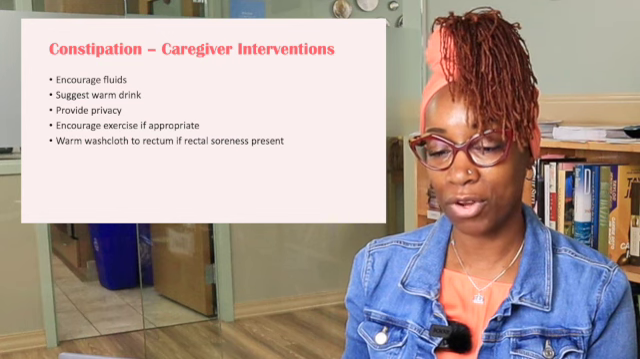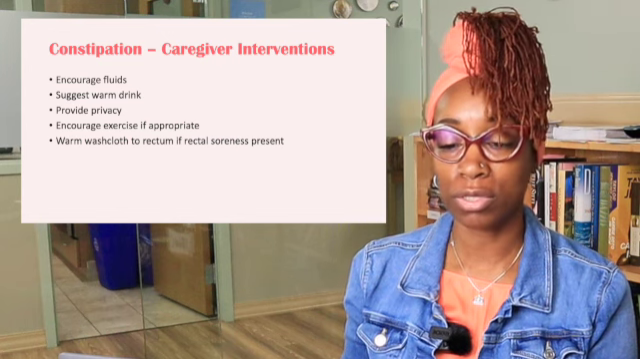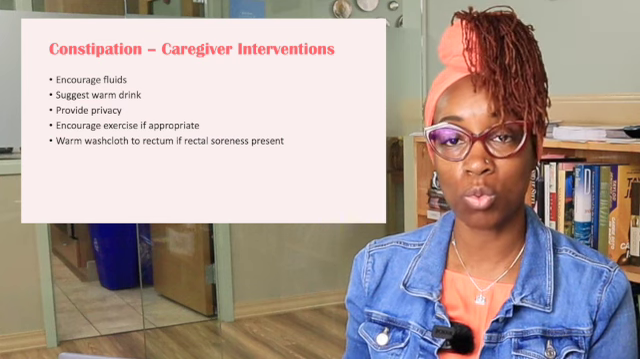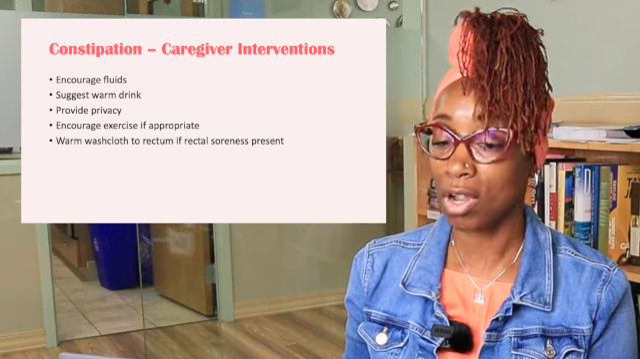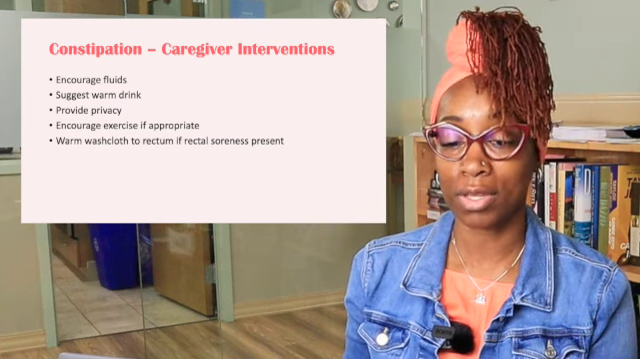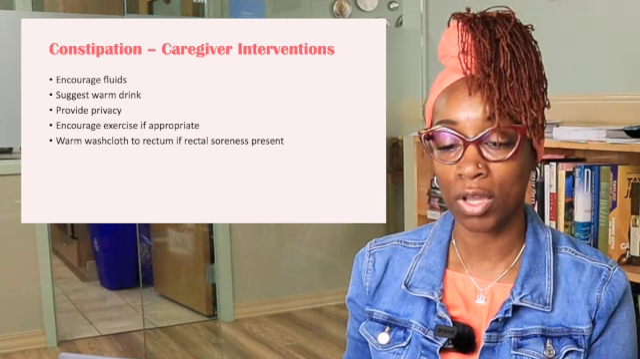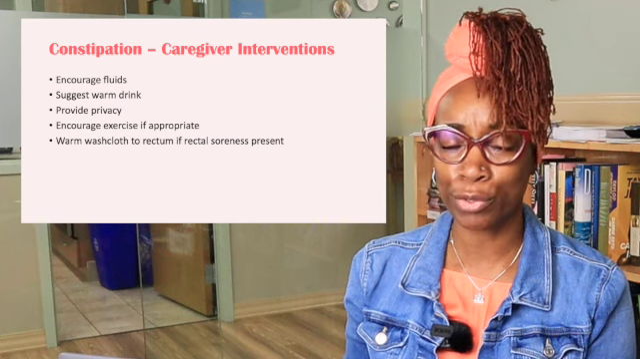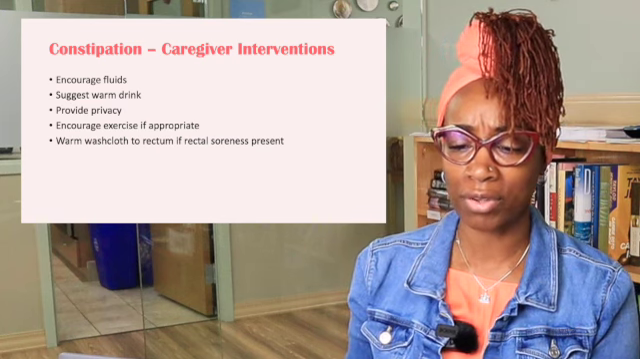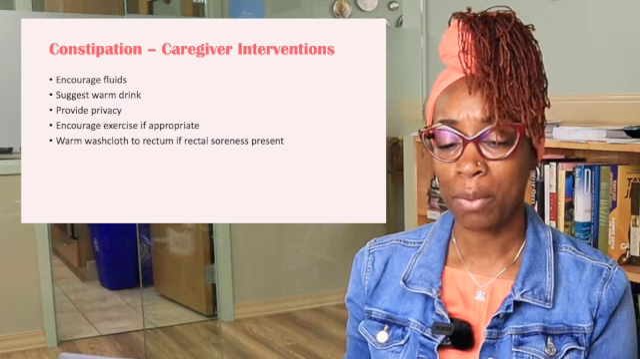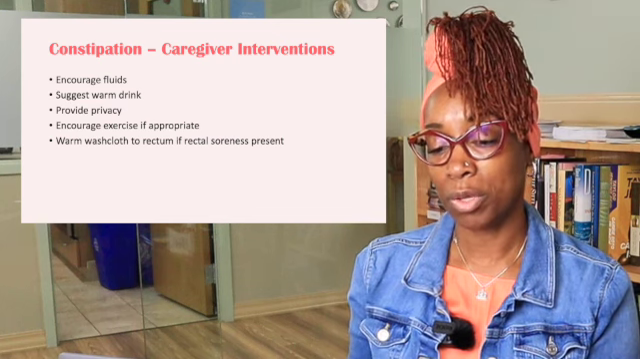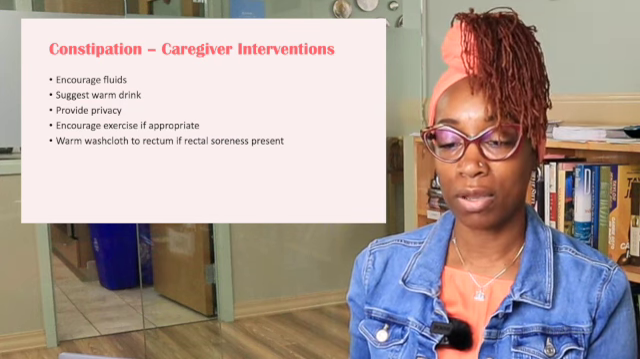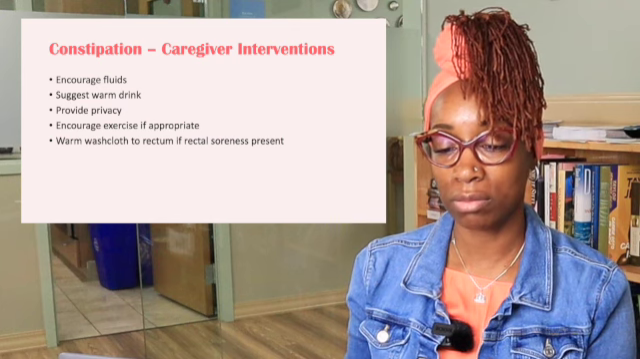Constipation, caregiver interventions, you can encourage fluids. These are things that you can do as the caregiver. Suggest a warm drink like water, even coffee. Sometimes coffee can really get people's bowels to move. Provide privacy, encourage exercise if they're able to. Most of our residents at the end of life, they're not really strong enough to do a lot, but just maybe repositioning them or helping them up if they're still able to get up may be enough mobility to kind of help move things along.